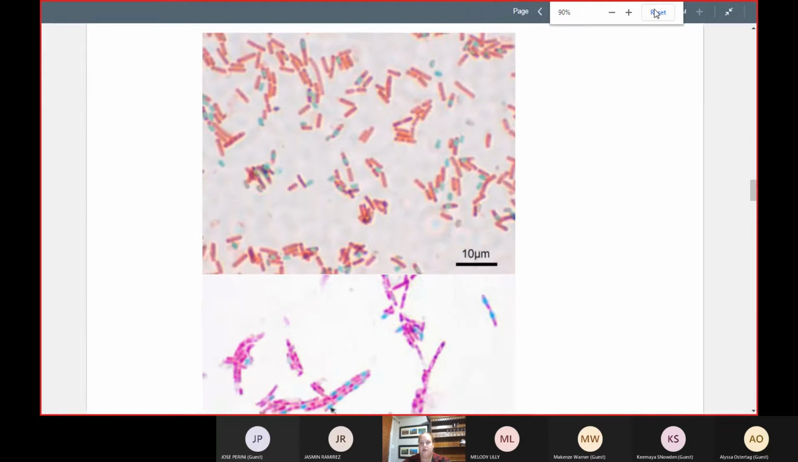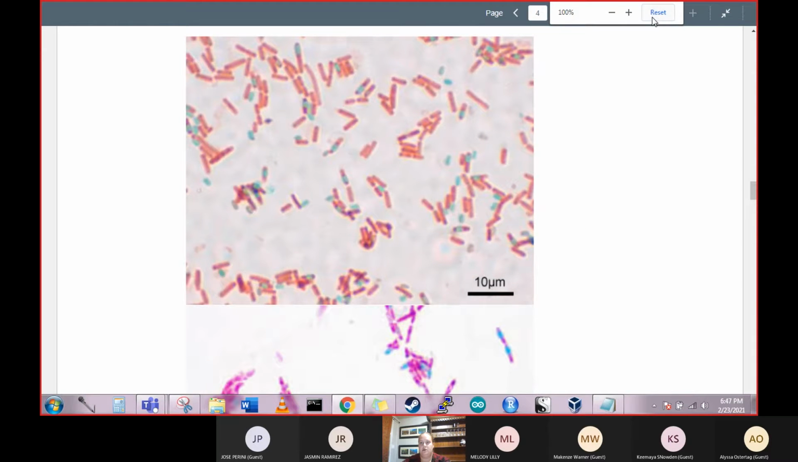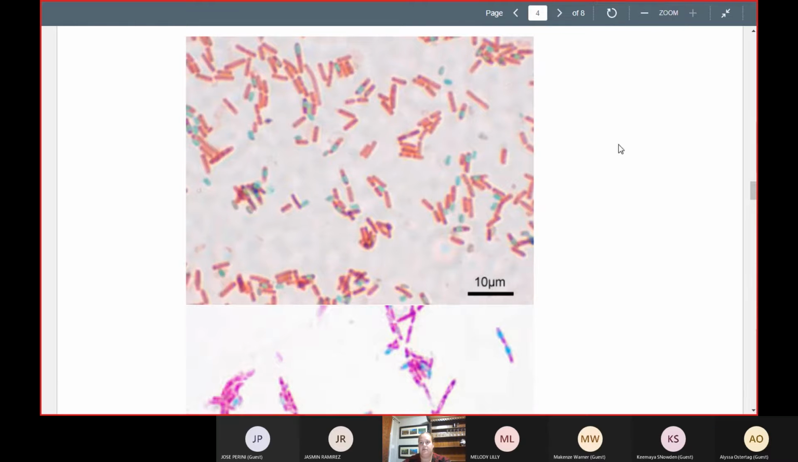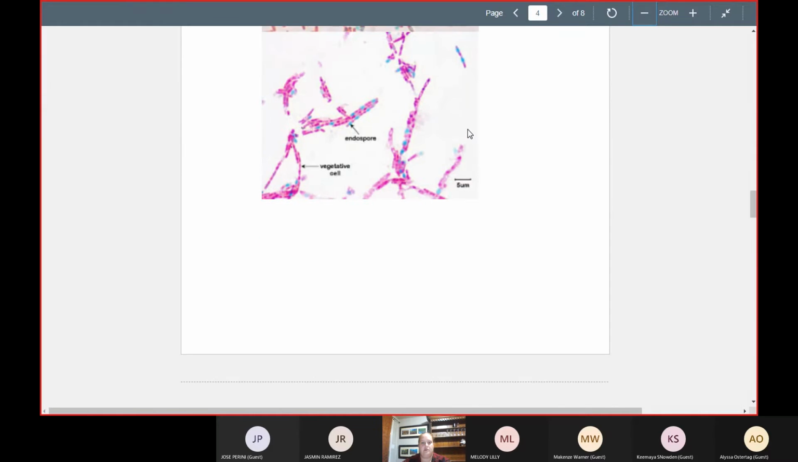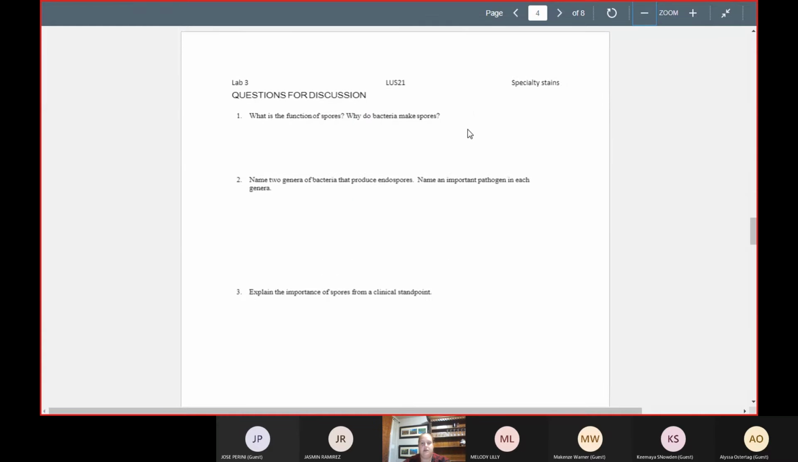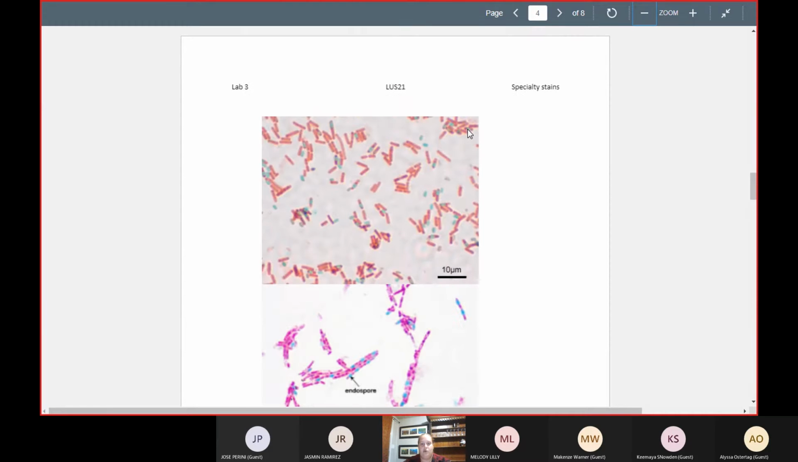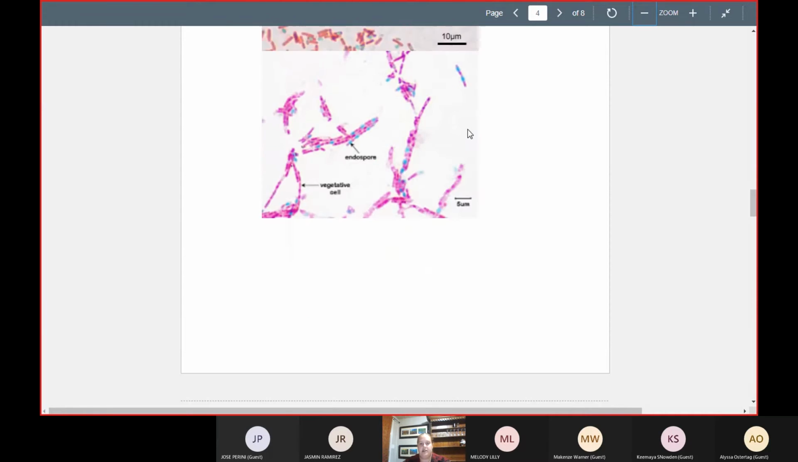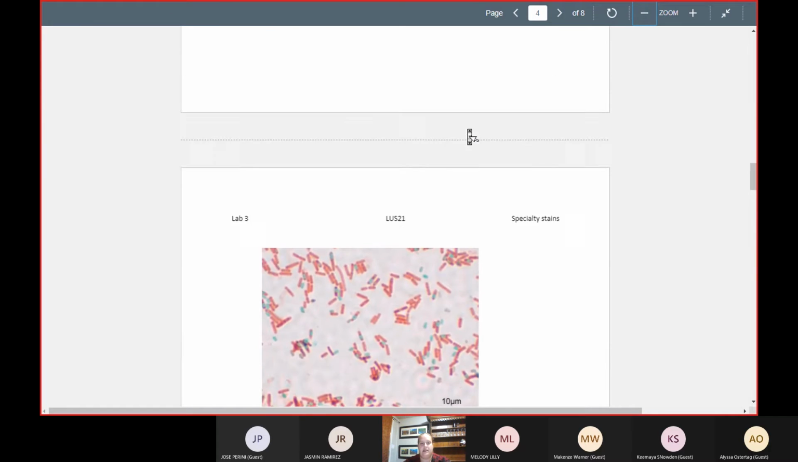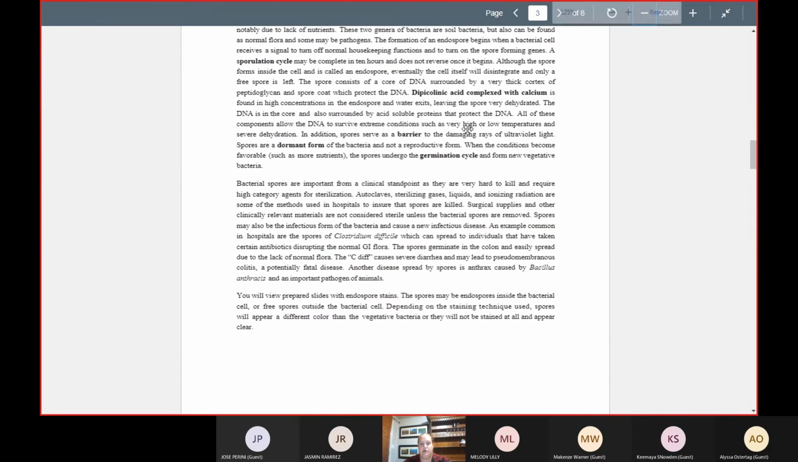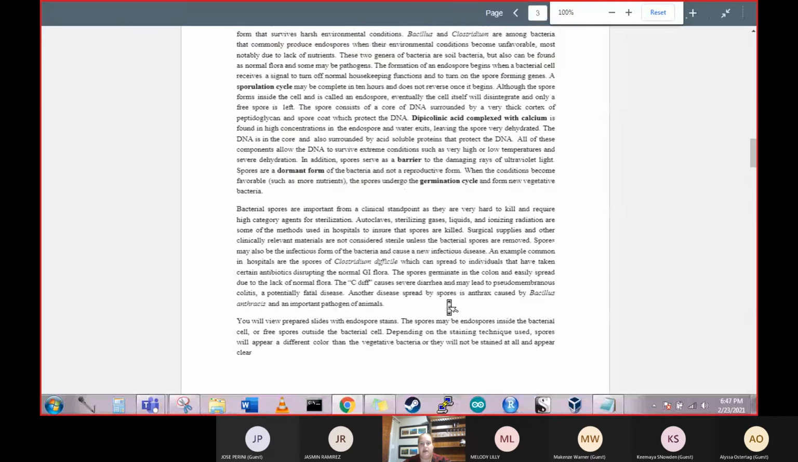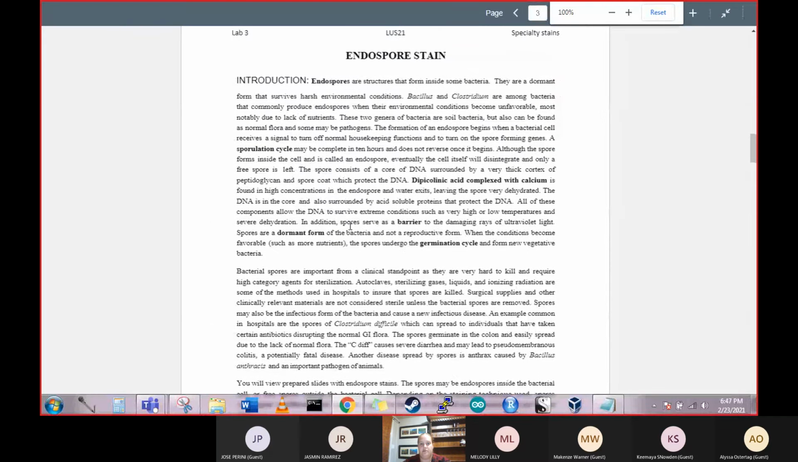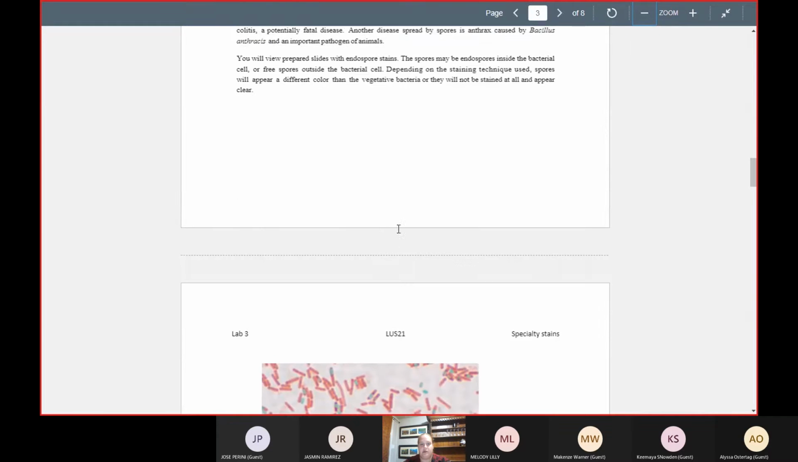Let's zoom back out again. Okay, so definitely know what an endospore slide looks like positive and what one would look like negative. Know what endospores are made of, and describe why that would maybe be considered a virulence factor as well.